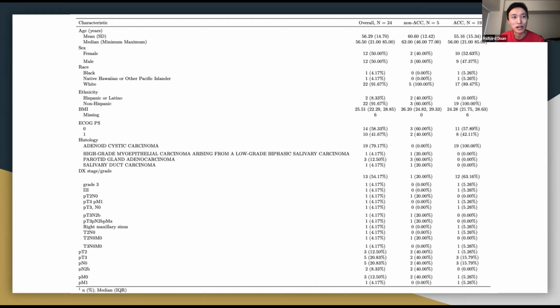Histology. Most of them were adenoid cystic carcinoma. 5 of them were not ACC, so other salivary gland cancers. And then for the stage grade, I don't know what 13 is. I needed to ask them about that because they forgot to type that in. But the rest of them have different pathological staging. Yeah, they did it this way because they didn't know how to.